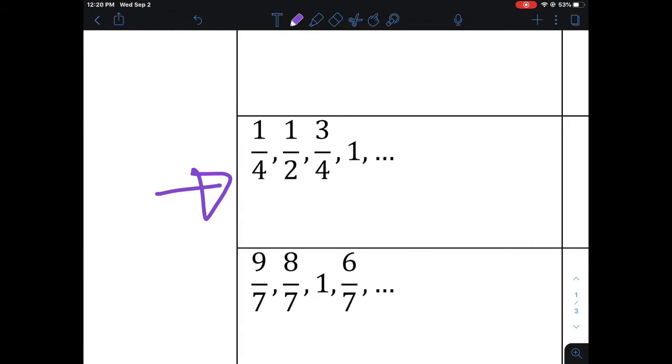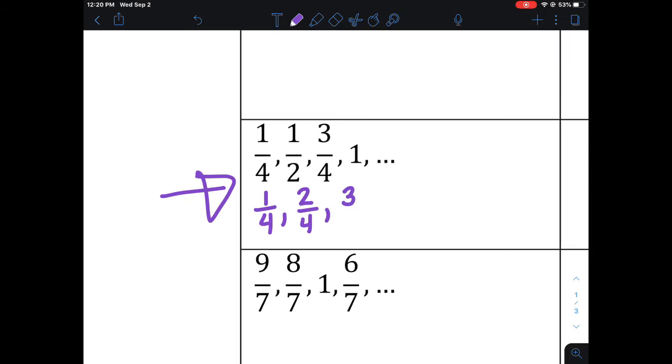Now the next one: I have 1/4, 1/2, 3/4, and 1. Okay, don't let fractions scare you. We've got this. I'm going to change them all so that my denominator, that bottom number, is the same for each of them. So I have 1/4. I'm going to change the next one to be 2/4. Instead of 1/2, I've got 2/4, multiplied top and bottom by 2. Then 3/4, and 1 can be written as 4/4, since 4 divided by 4 is 1.